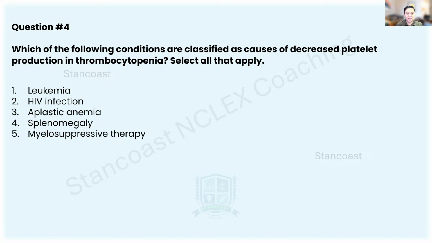What are your answers? Which of the following conditions are classified as causes of decreased platelet production in thrombocytopenia? Is it select all that apply? 1, leukemia. 2, HIV infection. 3, aplastic anemia. 4, splenomegaly. 5, myelosuppressive therapy.